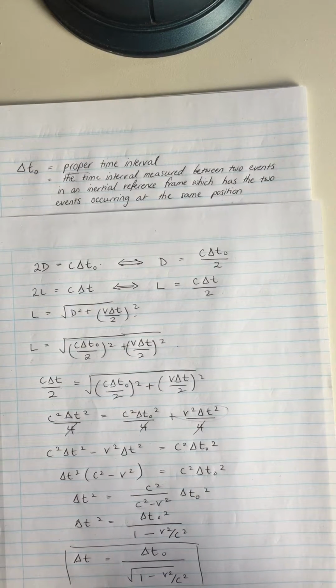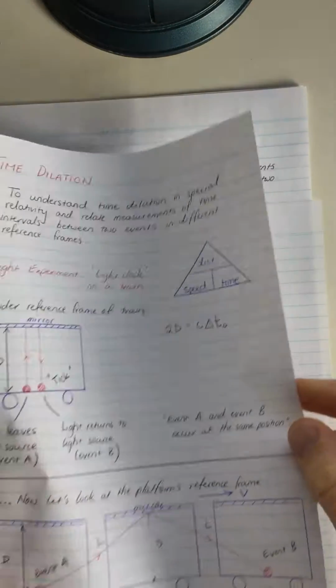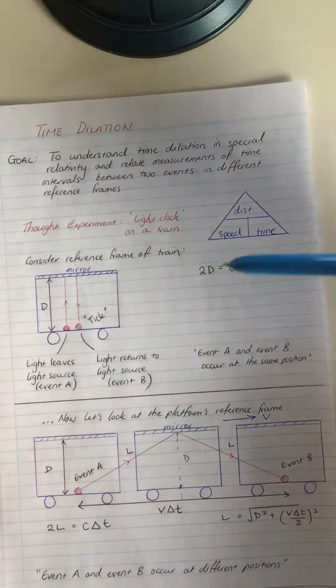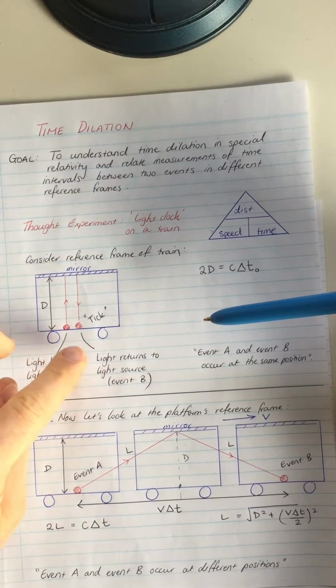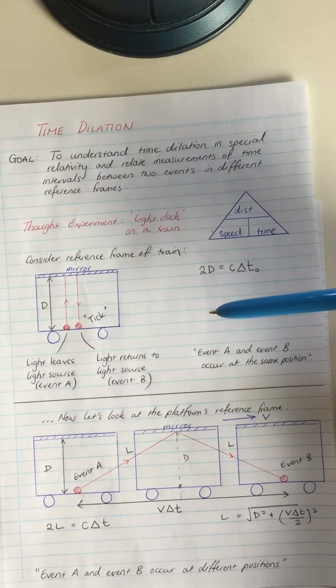Both measurements are absolutely correct, but what the proper time interval means is the time interval that's measured between two events in a reference frame where those two events occur at the same position. So just notice back here, that was the case in the train. Event A and event B occurred at exactly the same position according to anybody who's in the train.